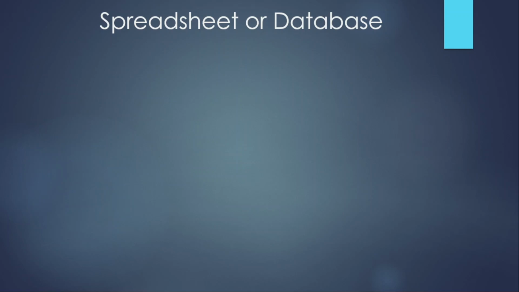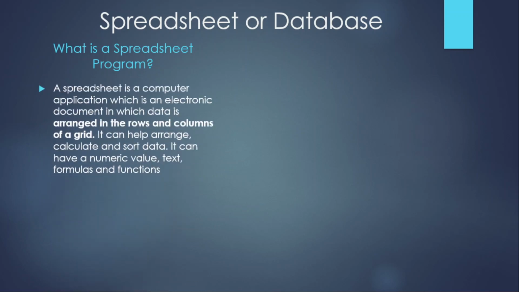spreadsheets and database. So what is a spreadsheet program? Basically, a spreadsheet program is a computer application which is an electronic document that arranges data in rows and columns, which eventually makes it a grid. And that helps to calculate, to arrange, to sort, and also to have different types of data in that particular program. What is a database program?